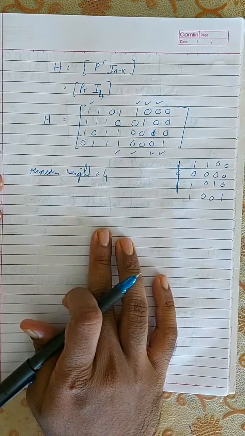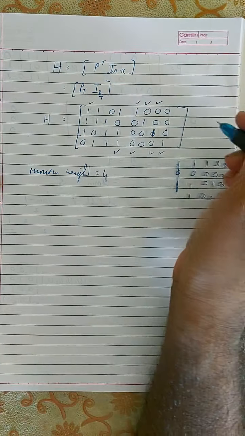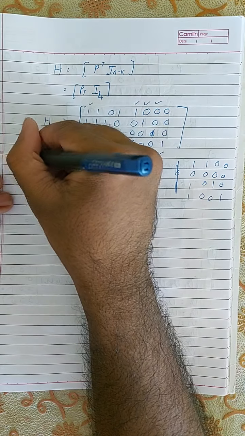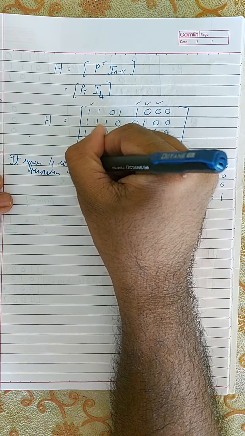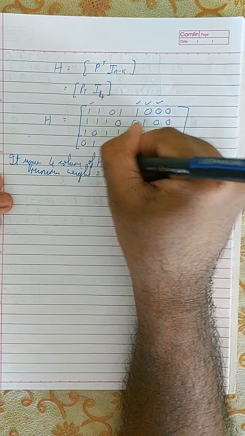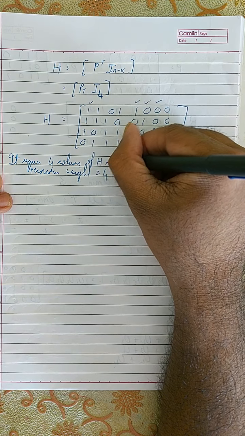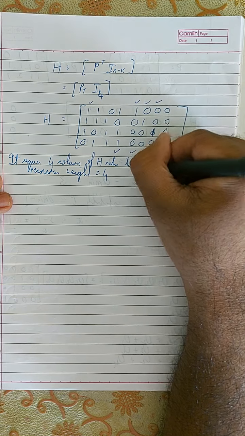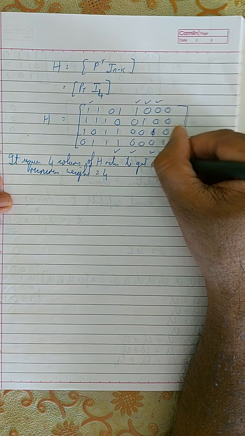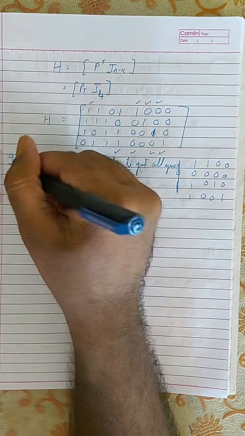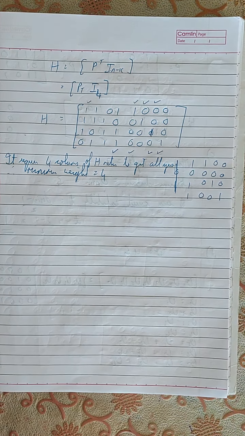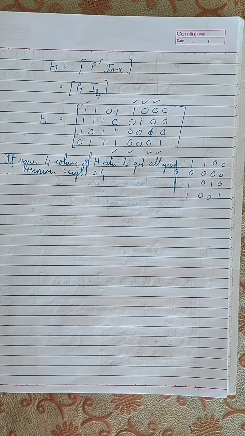4. If you only write the reason, you can say that it requires at least 4 columns of the H matrix to get all 0. That's why the minimum weight is equal to 4. So I found the minimum weight. Now what is the other question?